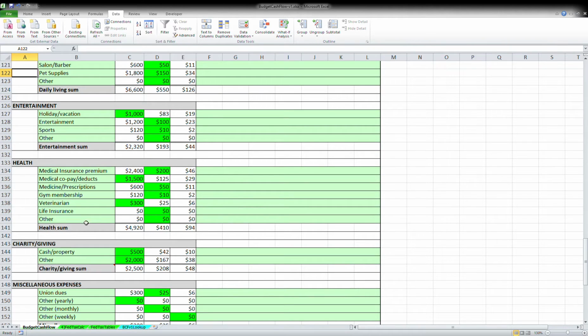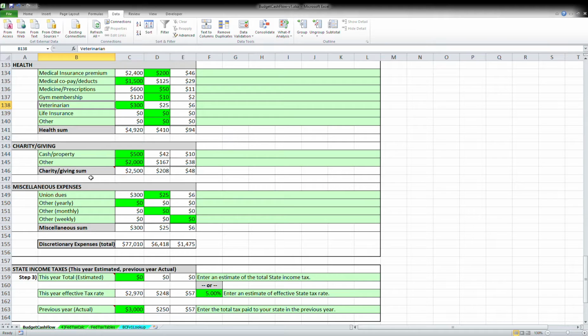Entertainment, you can see those. Health, your premiums and co-pays and medical and kind of gym memberships and health of your pets and any kind of life insurance or other health. And then charities and giving. And the total sum of these, of course, will go into the itemized, possibly if you're going to be itemizing with your federal taxes and all that. And then miscellaneous expenses, union dues, and then you can have other expenses here that are yearly, monthly, or weekly.